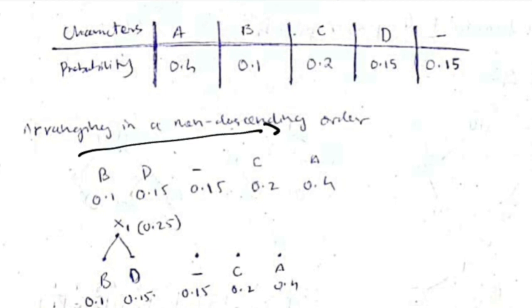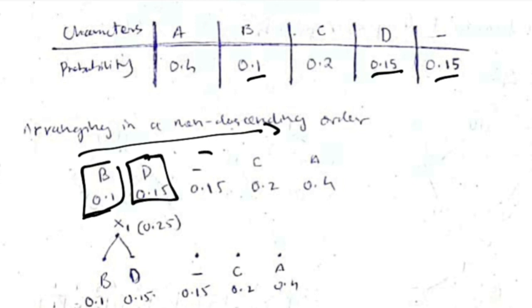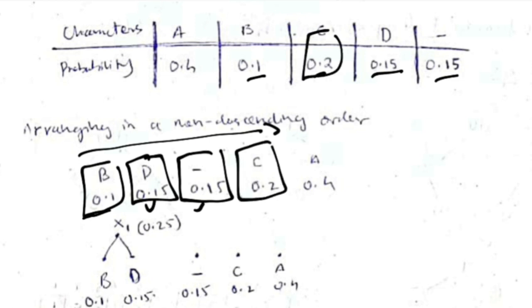Okay, so the least one will be placed first, which is B. Then the next least one is 0.15. Either place this one or this one, that's your wish. So D will be here, then space will be here, both with the probabilities 0.15. Then the next least is C, which is 0.2, then A, 0.4.